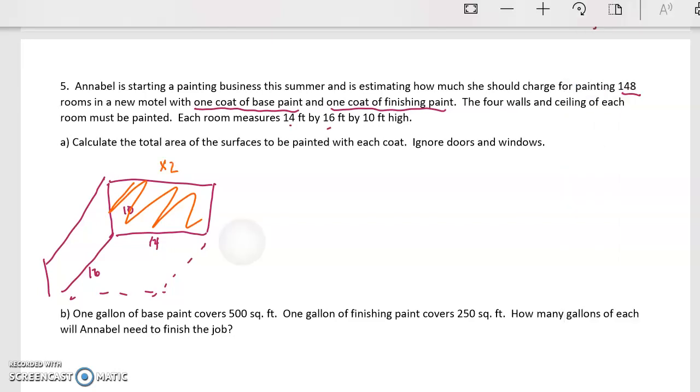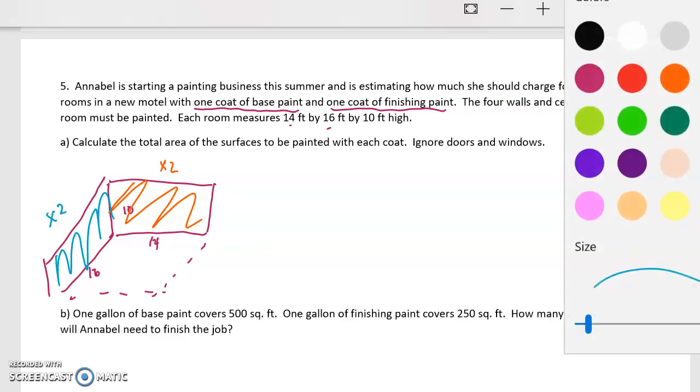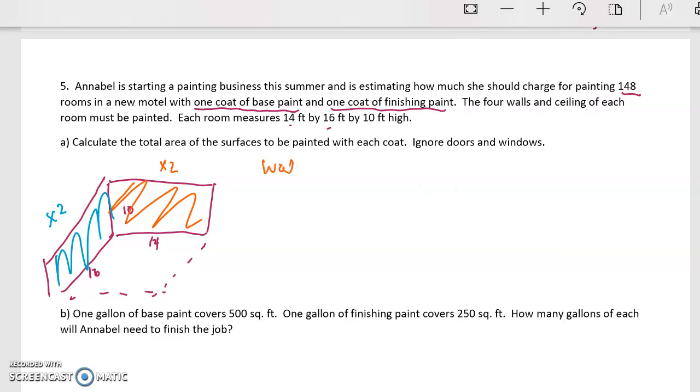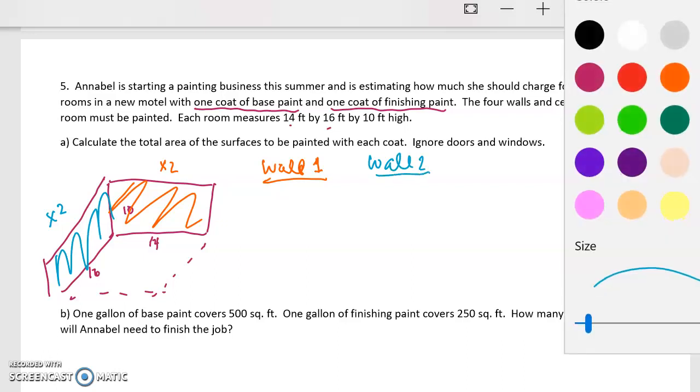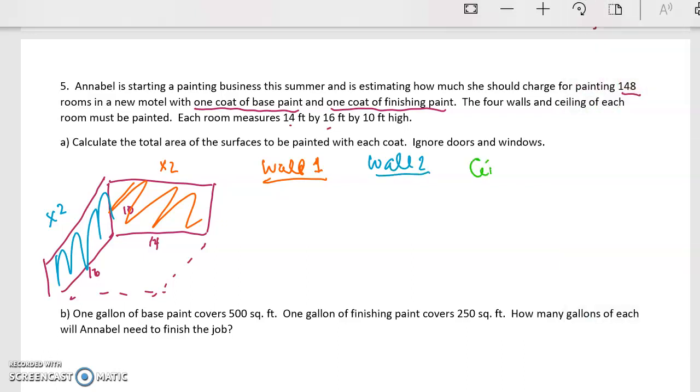This is wall 2, but there's 2 of those. So wall 1, wall 2, and then of course we need the ceiling. So the ceiling, right, would be the same as the floor. So that's going to be the green. That's going to be the 14 by 16.